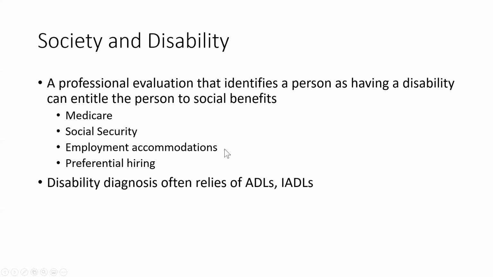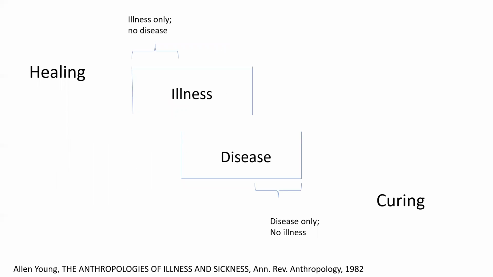If you have a disability, employers are required to provide certain accommodations. It's called reasonable accommodations, and then you may, if you have a disability, you may be able to get preferential hiring benefits. So these are all useful things if you can get society to say, yes, you have a disability. So here's a model coming back to the illness versus disease idea.